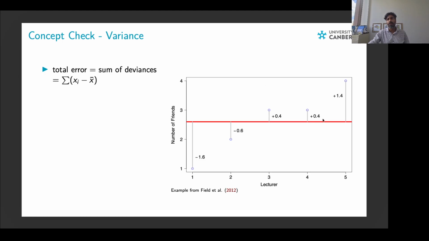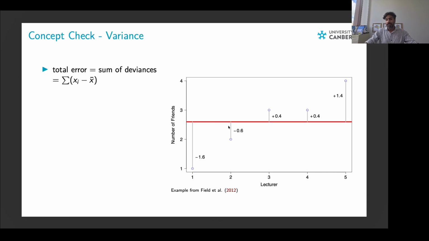And lecturer 3 and 4, who have three friends, the mean is 2.6, so you subtract them using this formula, and you get 0.04. And then finally you get lecturer 5, the superstar, who has four friends, and the difference is 1.4. And so you can sum the error to see how well your line, the average line, fits the data. And all of this is going to connect to variance very soon, but I really need to start here so that you can build your understanding.